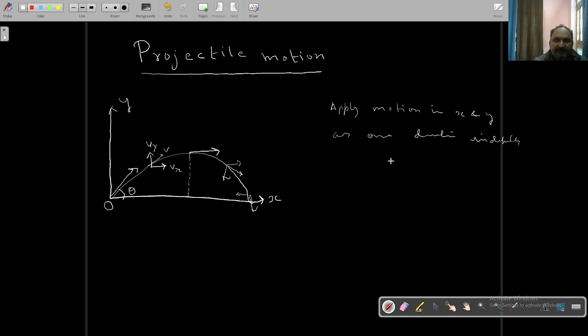So if we consider the initial velocity, suppose u, then vx will be u cos theta, and vy will be u sin theta.